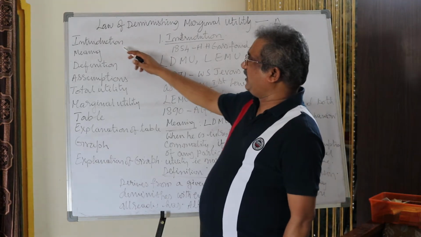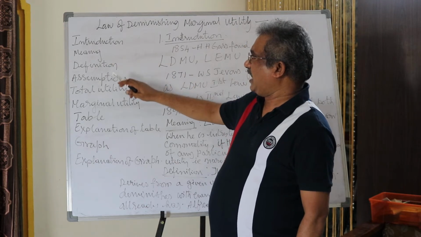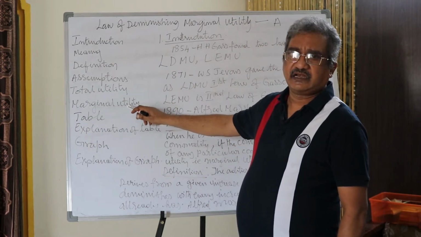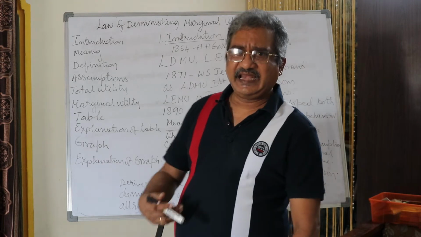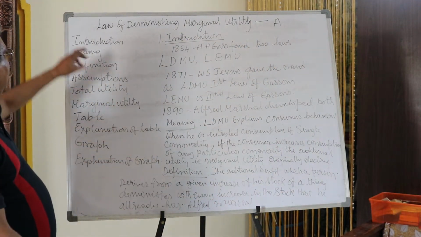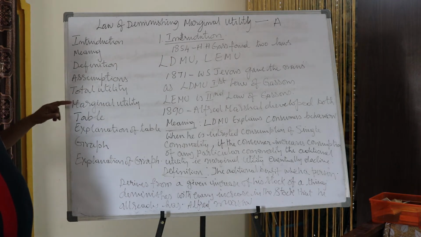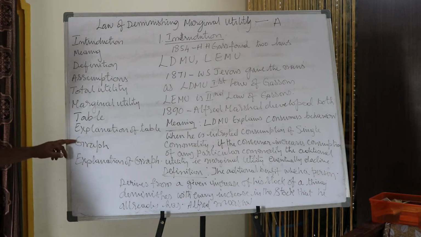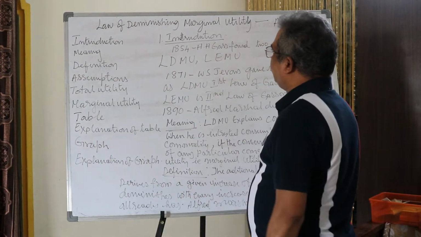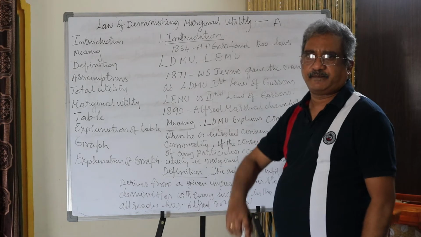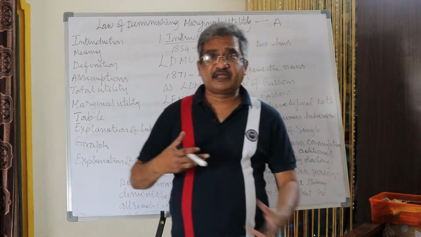In this, the side headings will be: introduction, meaning, definition, assumptions, total utility, marginal utility, table, explanation of table, graph, explanation of graph. Again I am telling you, these are very important. So in this class, in part A, I am going to explain 3 things: introduction, meaning, definition.